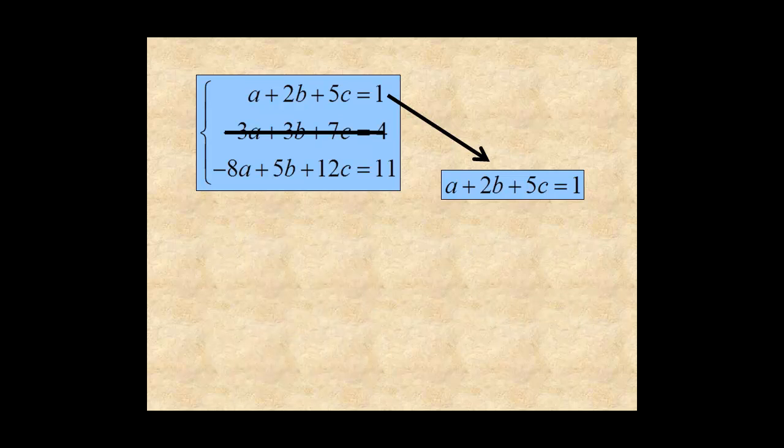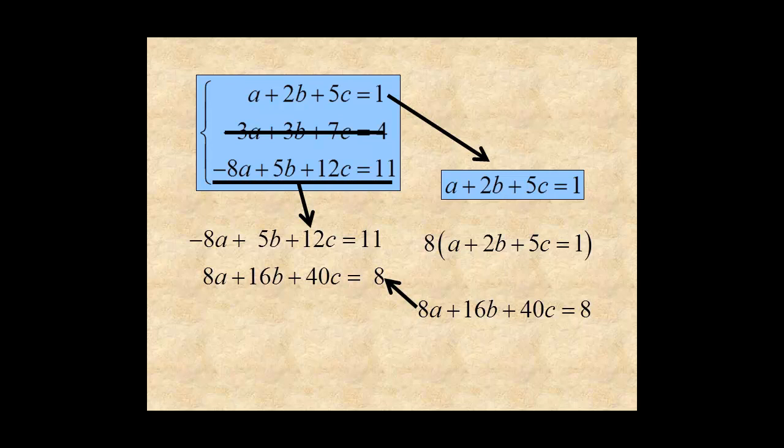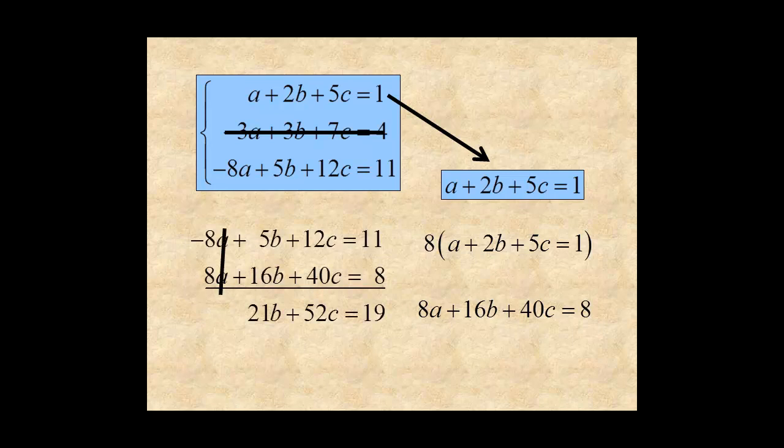Then, go back and multiply the first equation by 8. Add to the third equation. Negative 8a plus 8a is 0, and the a variable is eliminated from the third equation. The new version of equation 3 is labeled equation 5.